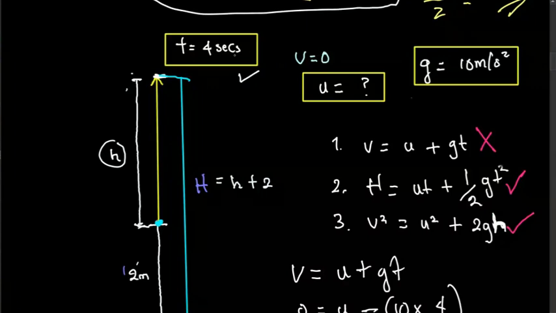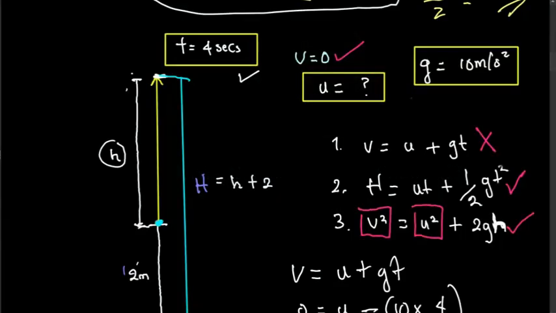What about time? There is time in equation 2, but there's no time in equation 3. But we don't need time to find it. Here is why, because the only things we have are sufficient. We have V, which is equal to 0. We have U.